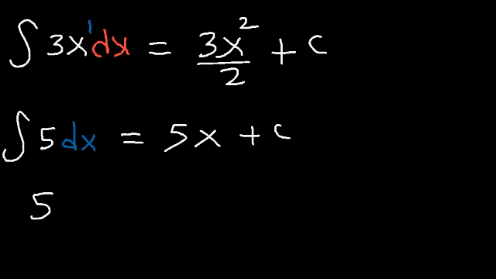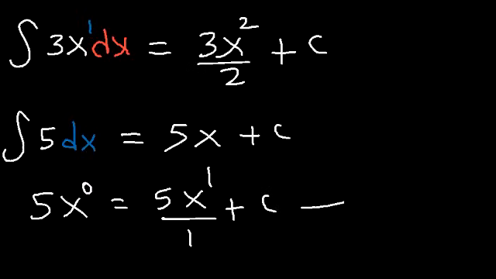So using the power rule, here's what you can do. 5 is the same as 5x to the 0. Anything raised to the 0 power is 1, so x to the 0 is 1. Now if you use the power rule, it's going to be 5x to the 1st power. You got to add 1 to 0, then divide by 1. So it works the same way.